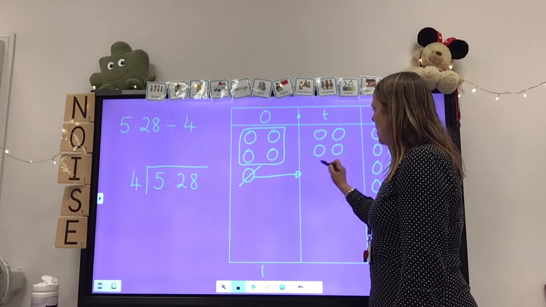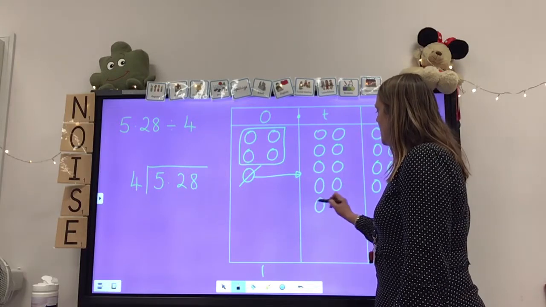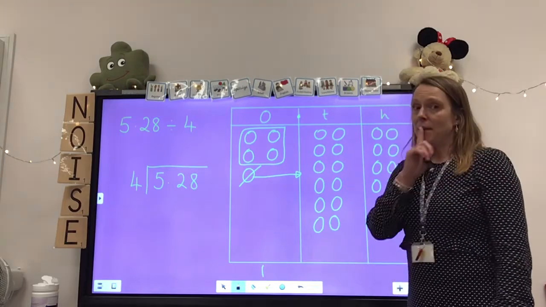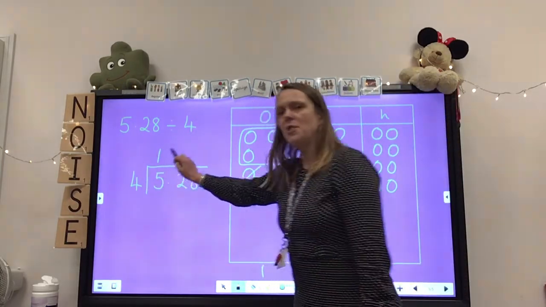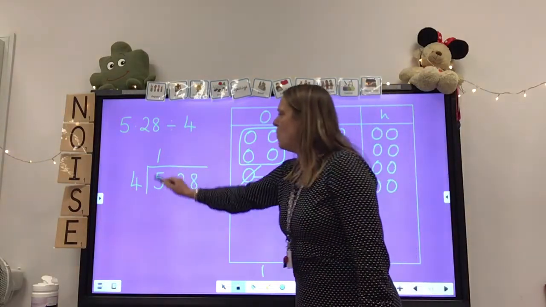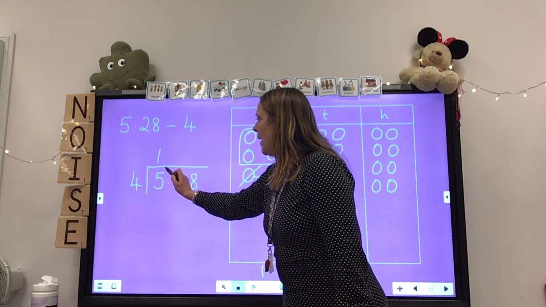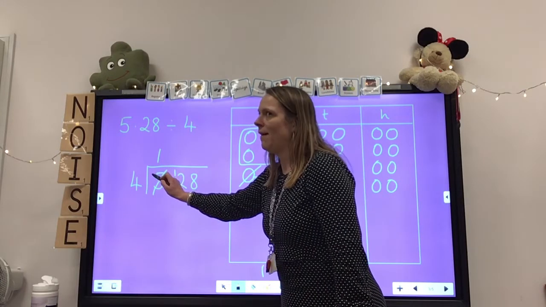1, 2, 3, 4, 5, 6, 7, 8, 9, 10. Now, silly me, I forgot to do something. I forgot to put my 1 over here. And when I'm using a more formal method, I represent the one that's carrying over by crossing that out and putting 1 there.